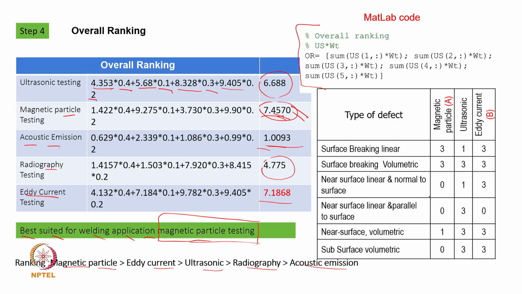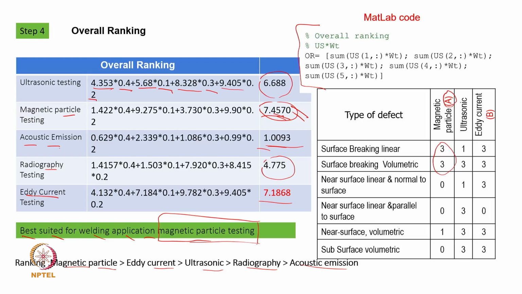If there are some surface faults, what will happen? So, we need to look again at this kind of matrix. For the surface-related faults, we are getting rank 3 for magnetic particle testing. Another thing is that it is also only for ferromagnetic materials. Now, if there is aluminum welding, will I be using this method? We need to really think from that angle.